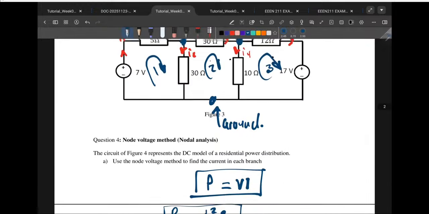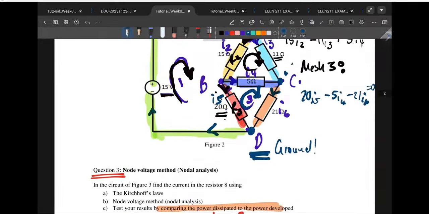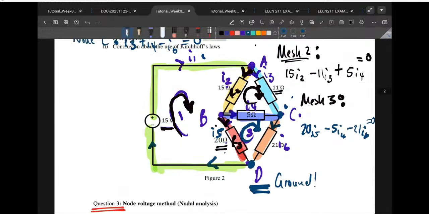Where we're going to say P is going to be VI, what you must know is that you are not going to do it for all the different types of things. To get the power dissipated, you'd need to know all the branch currents. Then, if you now want to find the power that was developed, you go to the most important things.